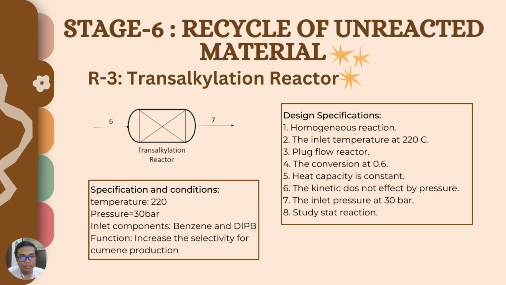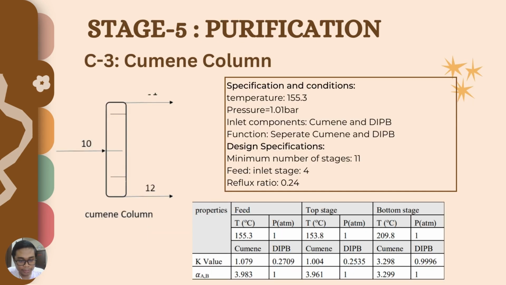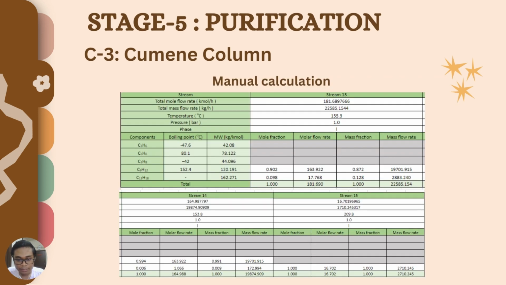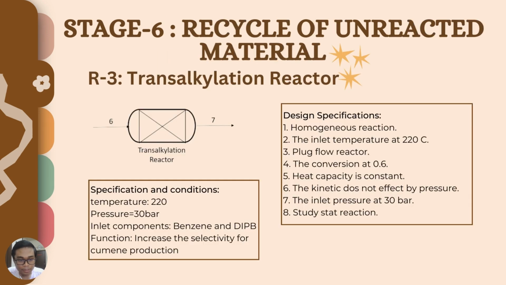The next stage is recycle of unreacted material, which starts off at the transalkylation reactor. The transalkylation reactor is a critical component in our plant, as it serves as a way of increasing the selectivity for cumene production. It achieves this by converting the undesired product DIPB, because the DIPB here will go into the recycle stream, which also contains benzene, and we will mix it with benzene and the DIPB will go into the transalkylation reactor.